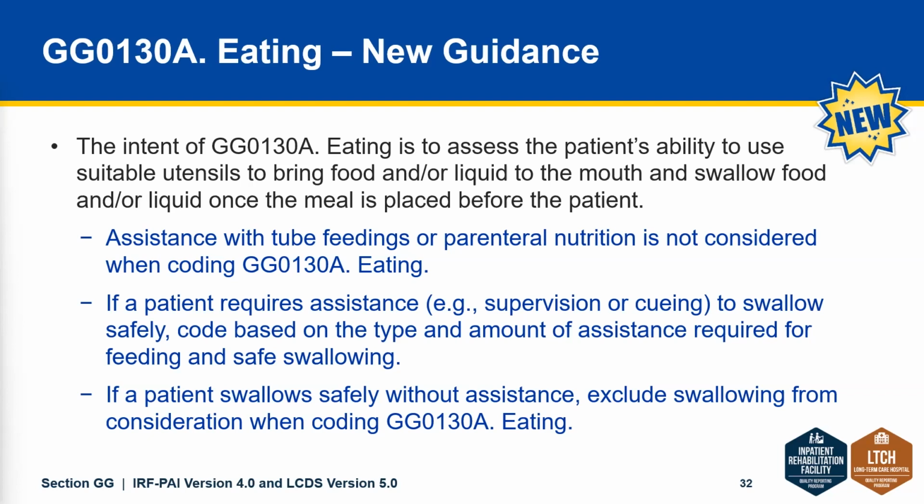If they do, then select the code based on the type and amount of assistance needed for both feeding and safe swallowing. For example, if your patient requires a verbal cue to tuck their chin in order to safely swallow, that cueing would be factored in to your coding decision for GG 0130A.